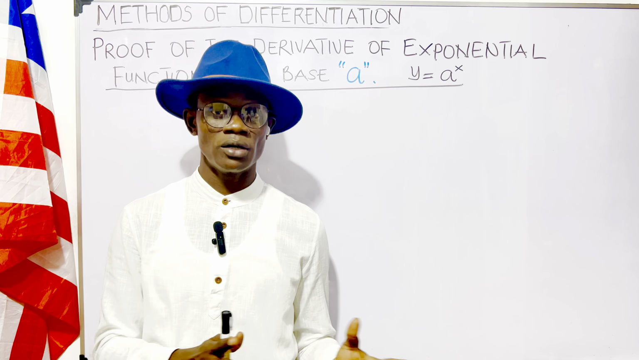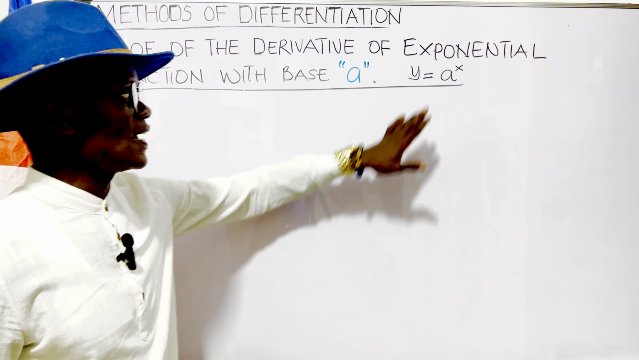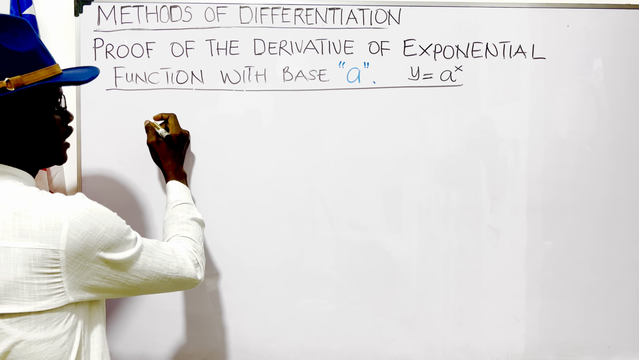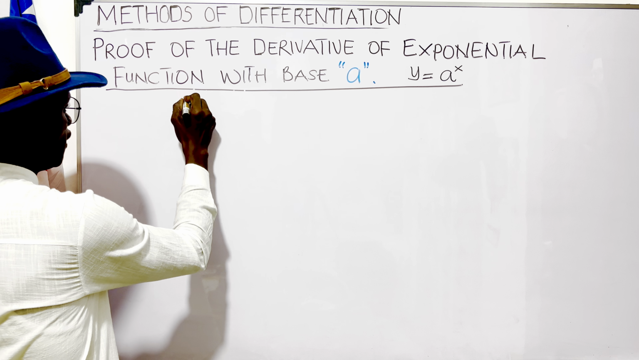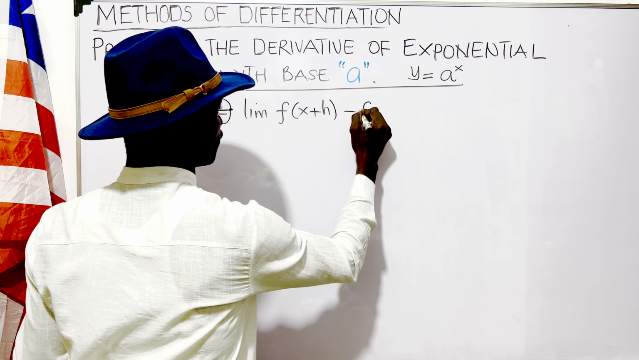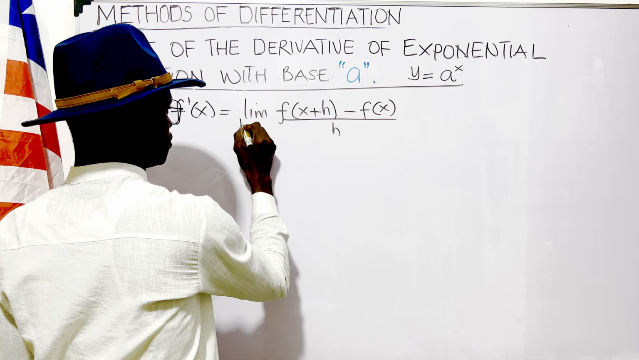So now we want to derive the proof of the derivative of this particular function, y equals a raised to the power x, where a represents 2, 3, 4, 5, 6, and so forth. Now remember that a is not equal to 0. So we can use the first principle of derivative. The first principle states that f prime of x is equal to the limit of f of x plus h minus f of x, divided by h, as h approaches 0.